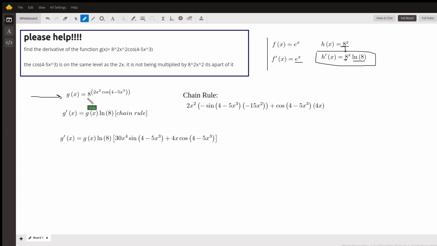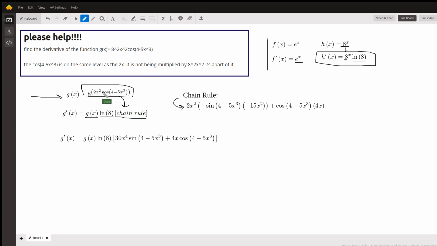Anyway, so we've got to take this entire thing, that's like 8 to the x, I'll just call that g of x, multiplied by the ln of the base, and then we have to apply the chain rule. We have to multiply by the derivative of the exponent. And I've done that over here.